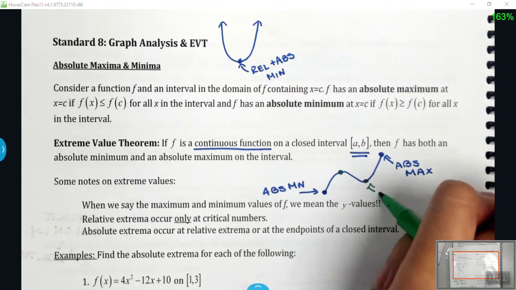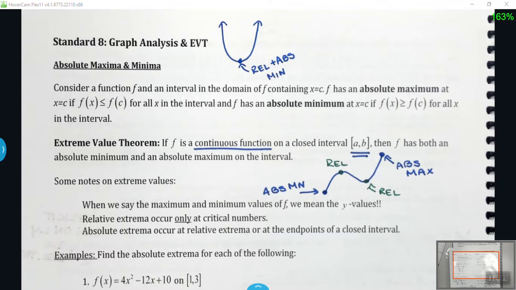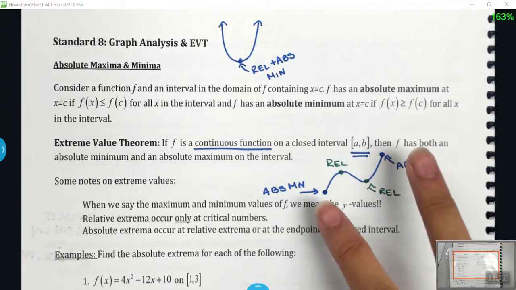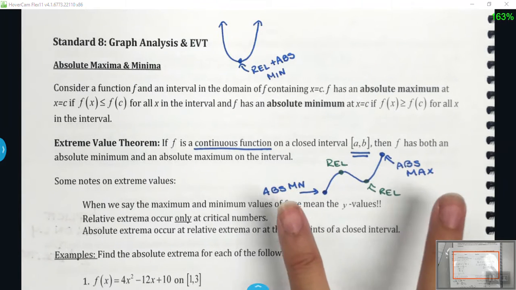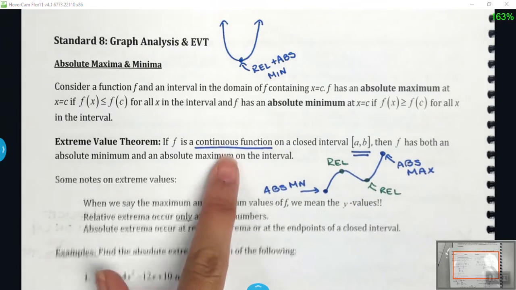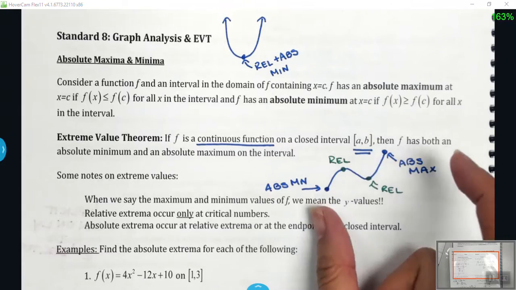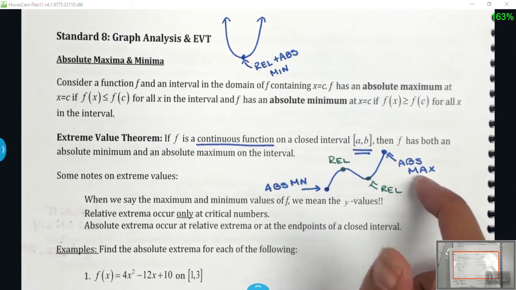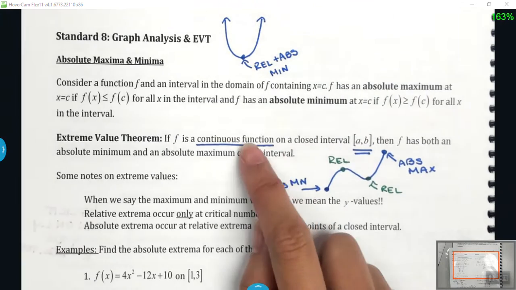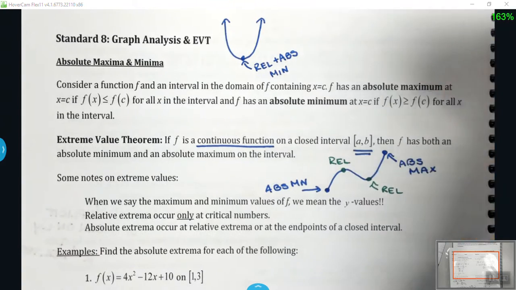These are relative. But relative only happens on the inside of an interval. Absolute maxes and mins can happen on the outside and on the inside of an interval. But if you've got a continuous function on a closed interval, then you will definitely have an absolute min and definitely have an absolute max.